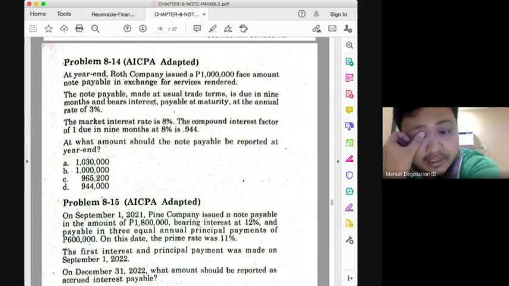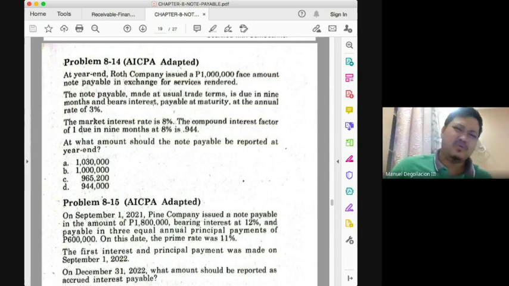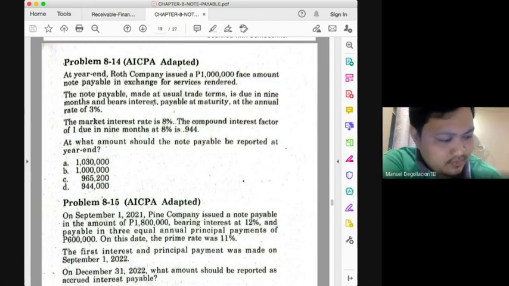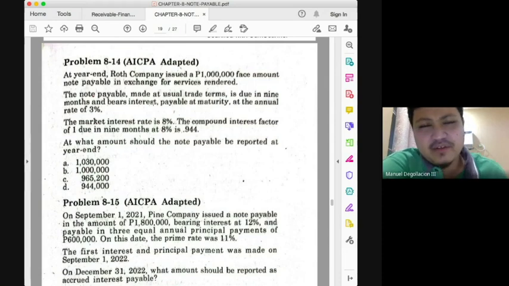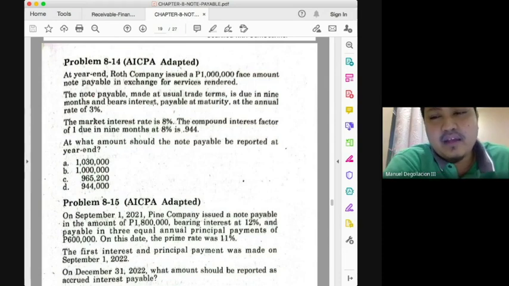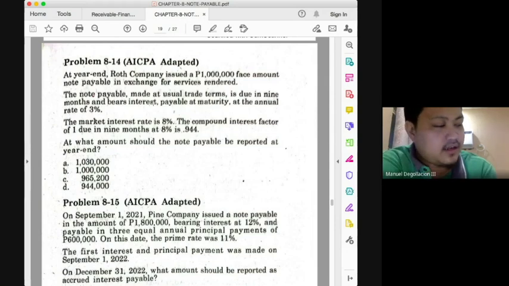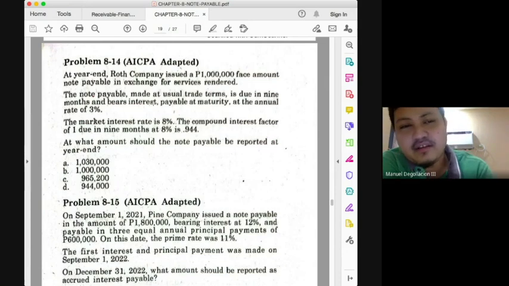So this can be considered a trick question for those who will not study well, class. Discounting to get the present value will be done only if the term of the promissory note exceeds 1 year, class. If it's less than 1 year, then the face value will be treated as its present value. Okay, so here no need to discount, no need to multiply 0.944 with 1 million.